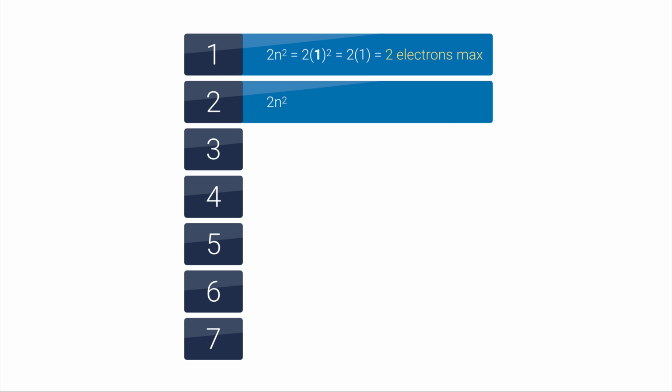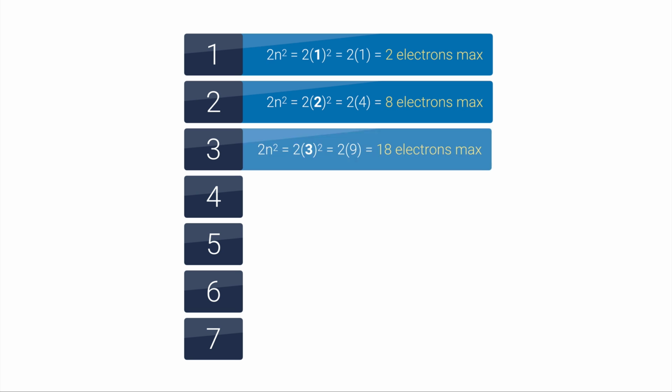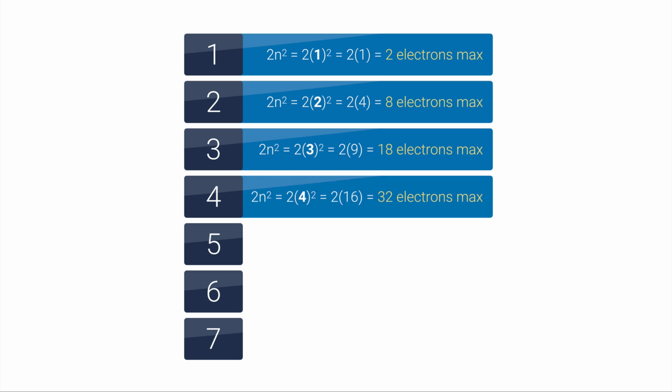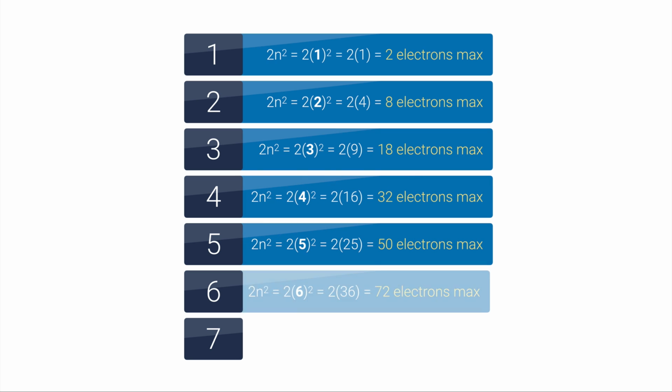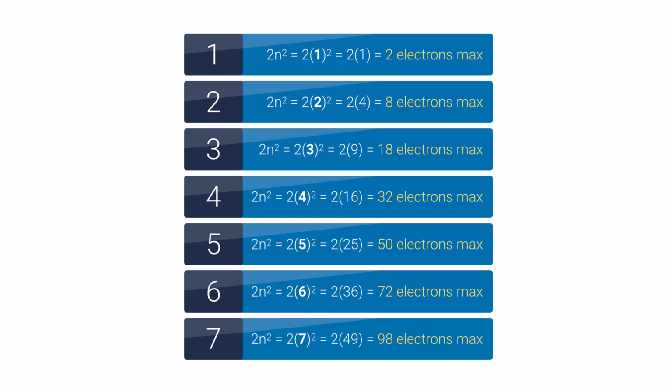If n is 2, 2 times 2 squared is 2 times 4. So eight electrons can fit in shell two. And we can carry out this math to get an increasingly higher 18, 32, 50, 72, 98. More and more electrons can fit into each shell as we get farther and farther away from the nucleus, right in that center of the atom.